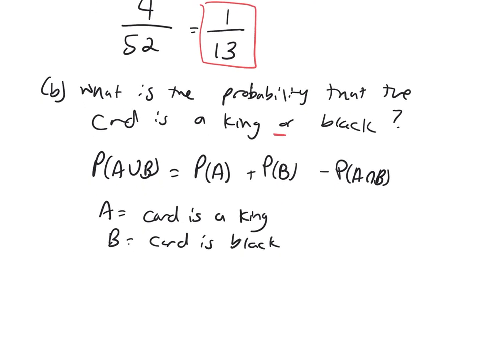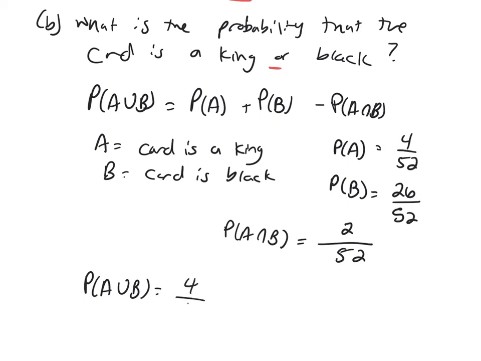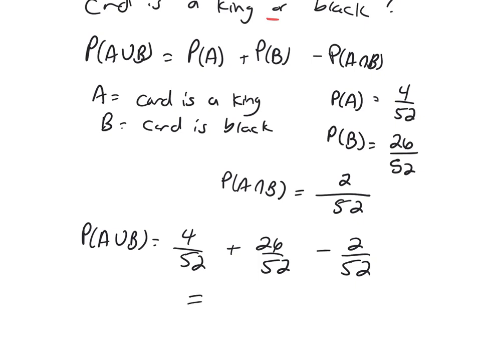So then we can find our probability. The probability of A, there's 4 kings out of 52. The probability that it's black, half the cards are black, so 26 out of 52. And then finally, if I look at the intersection, the probability of A intersect B, how many cards are black and a king? Only 2 of the king cards are black. So then you can find the probability of A or B, plugging these into the formula. So 4 out of 52 plus 26 out of 52 minus 2 out of 52. So it looks like it'll be 28 out of 52. 28 out of 52 would be the probability.